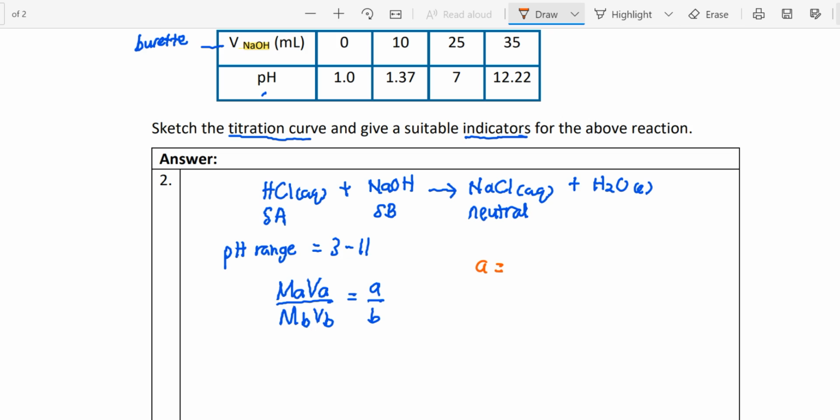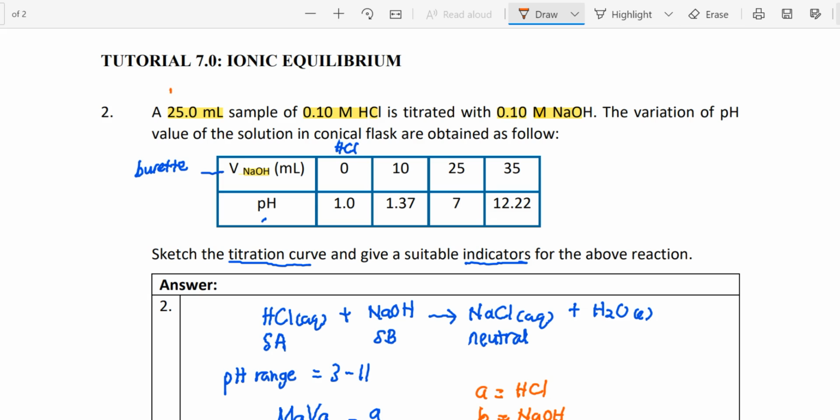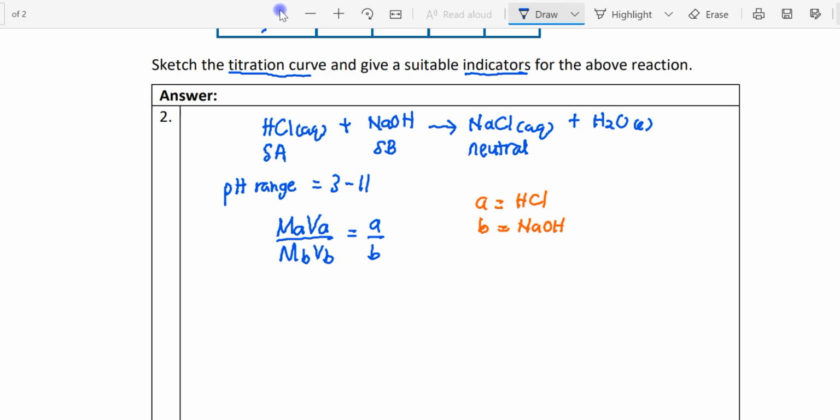MaVa over MbVb equals a over b. A here refers to HCl, b refers to NaOH. This is the volume of the HCl, this is the molarity of the HCl, and this is the molarity of the base. Therefore, we want to find the volume of NaOH at the equivalent point. So next, we substitute all the values.